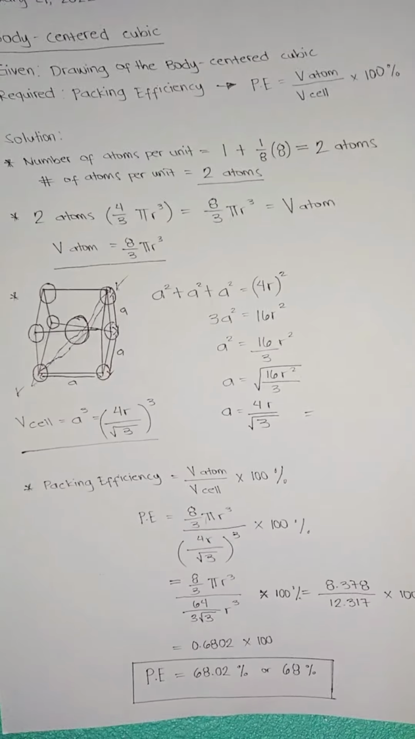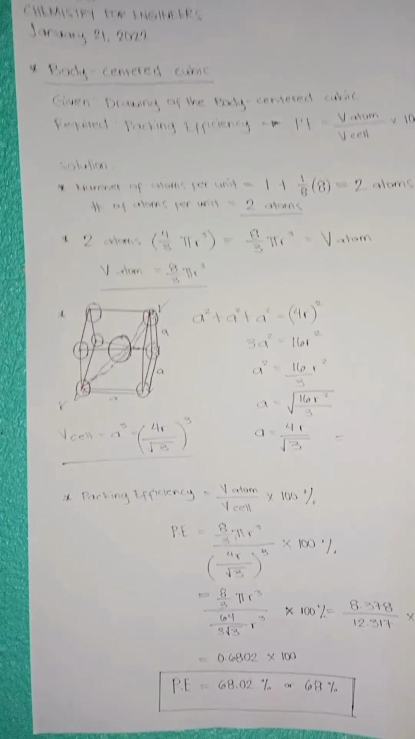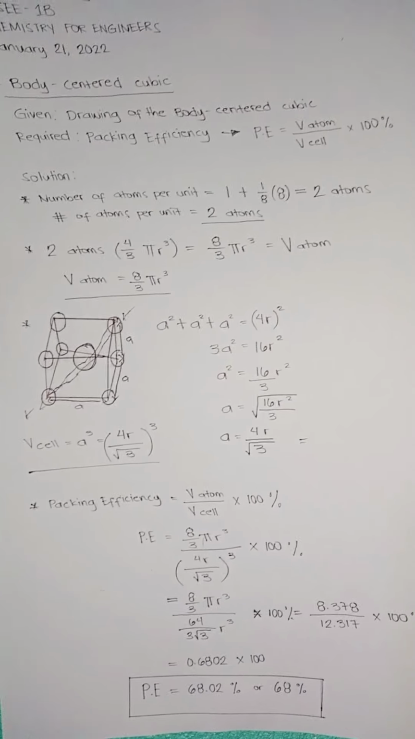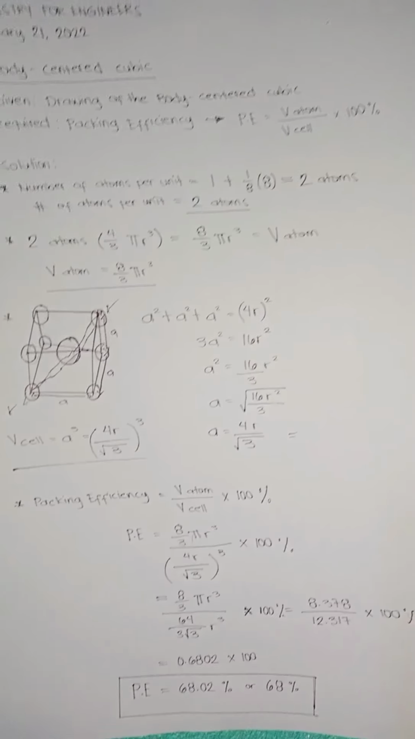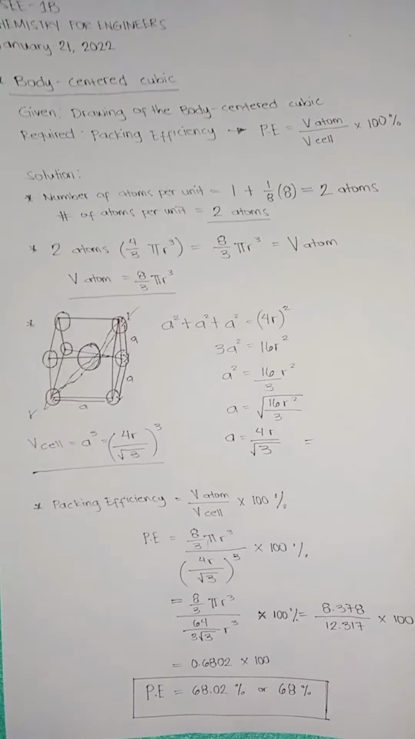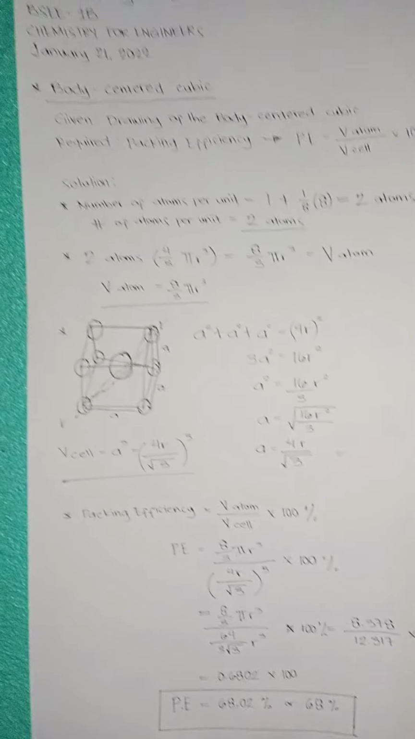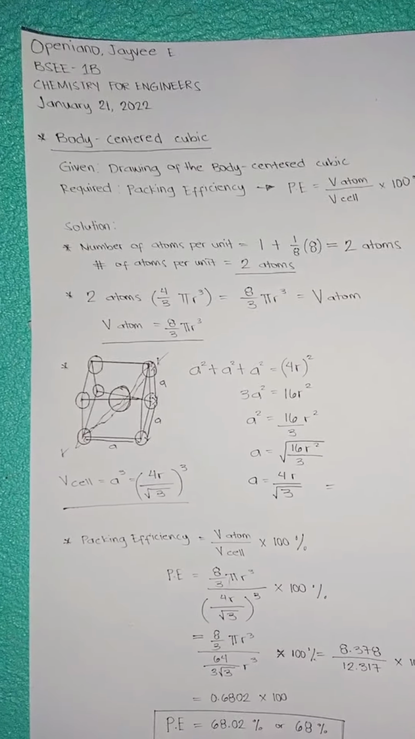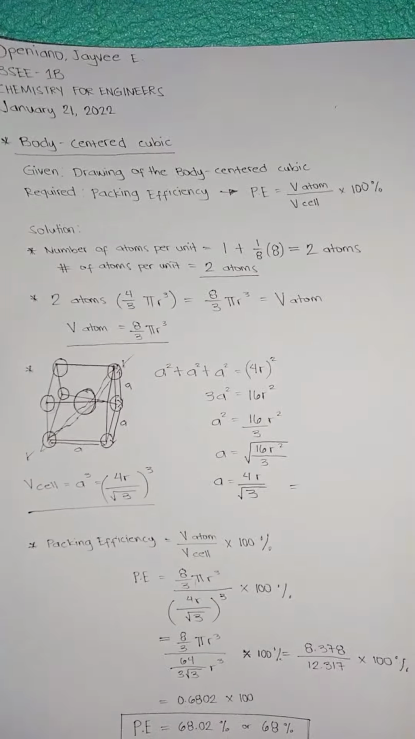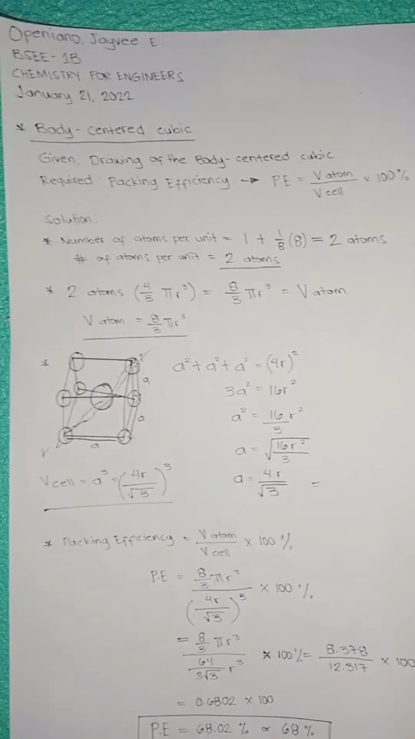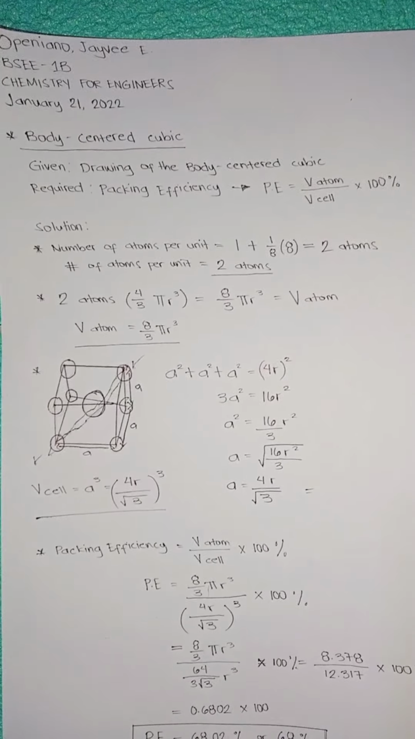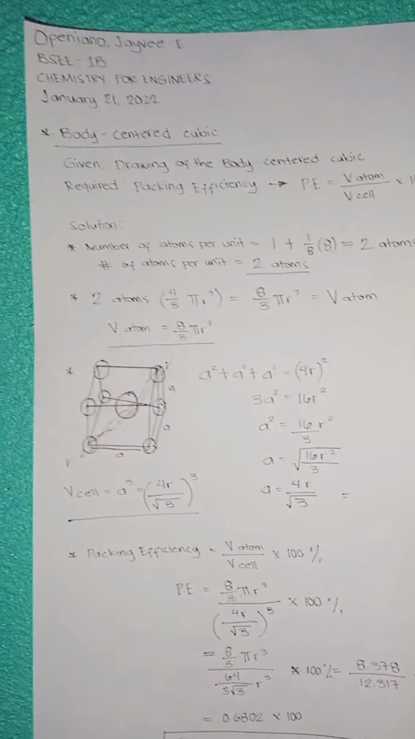So body-centered cubic is more efficient than simple cubic, which was calculated with 52% packing efficiency. The simple cubic is the most inefficient packing method for spheres, since it only has 52% packing efficiency.